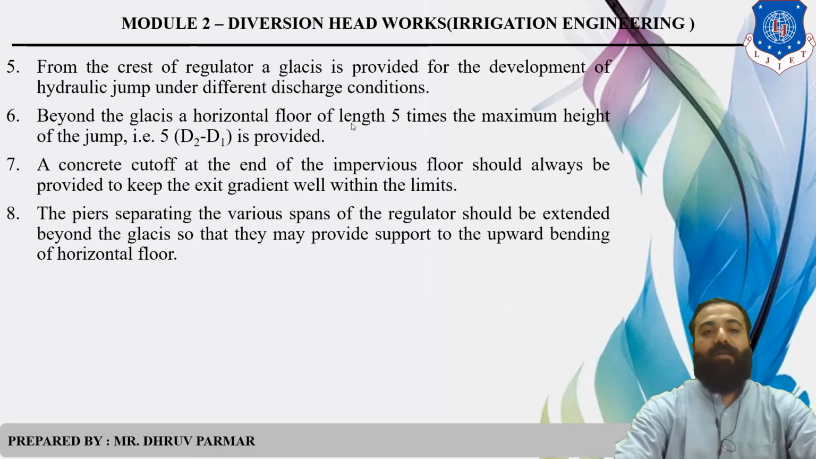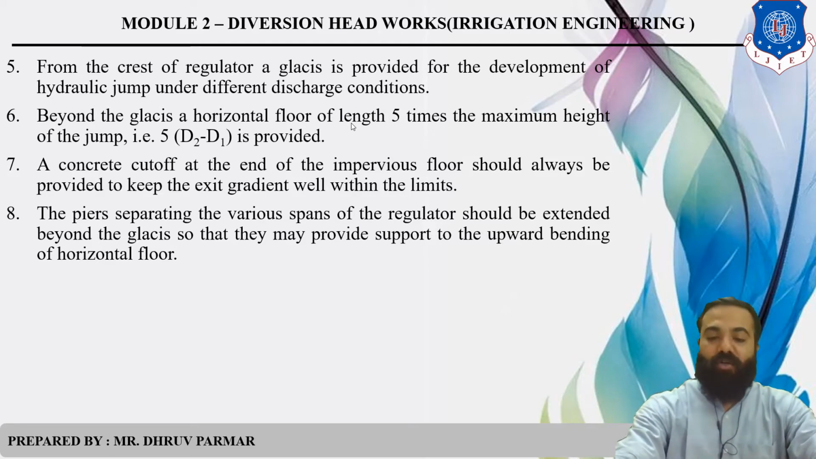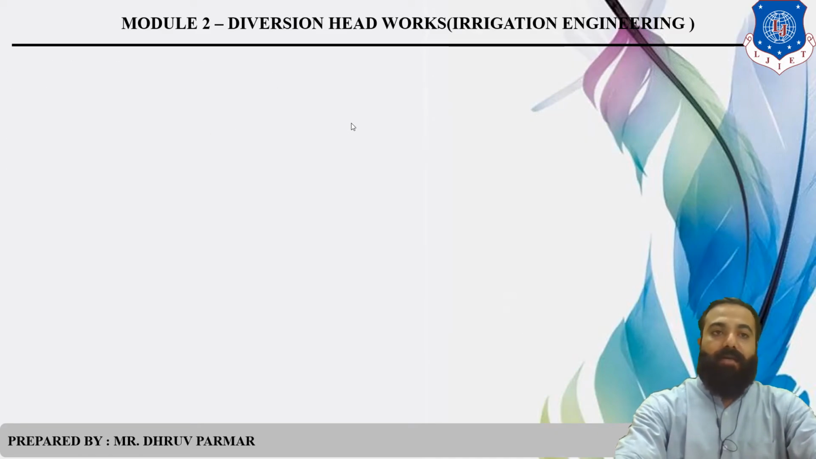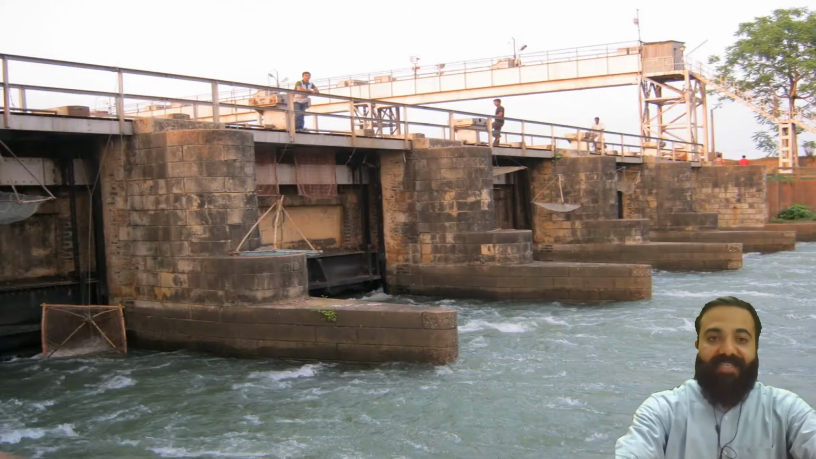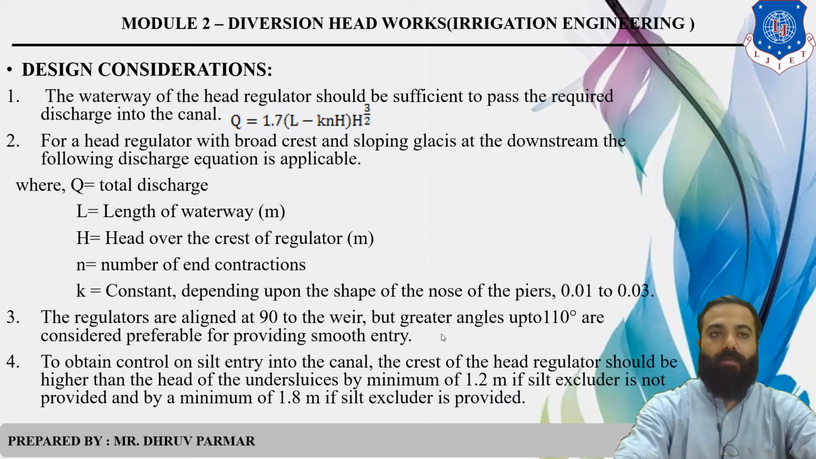Clear? The next one: piers separating the various parts of the regulator should be extended beyond the glacis. That may provide support to the upward bending horizontal flow. In this diagram, you can easily see that the pier is extended to the downstream side. Clear? So we can easily control the bending moment of that particular weir. Done?